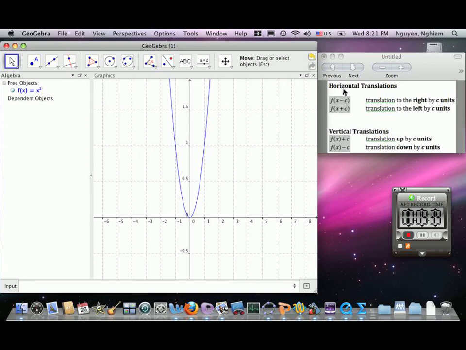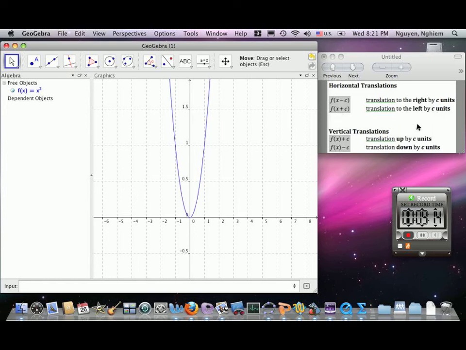If we have f of x minus c, that means wherever you see x, you replace it with this expression, x minus c. It's actually going to move the graph to the right by c units. If I have a function and I transform it by going f of x plus c, it actually is going to move the graph to the left by c units. So let me just demonstrate here.